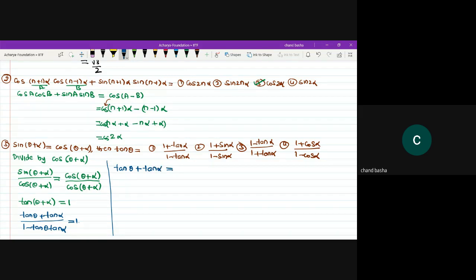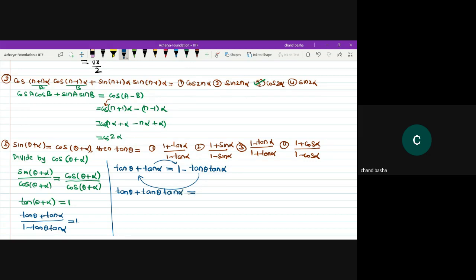The rest of the part I can take right. That means 1 into anything will be 1, that is 1 minus tan theta tan alpha. So the theta term should be on the left hand side, and the rest of the part will be on the right hand side. This tan theta tan alpha should be left, and only tan alpha will be on the right. Already tan theta we have on the left, plus tan theta tan alpha.